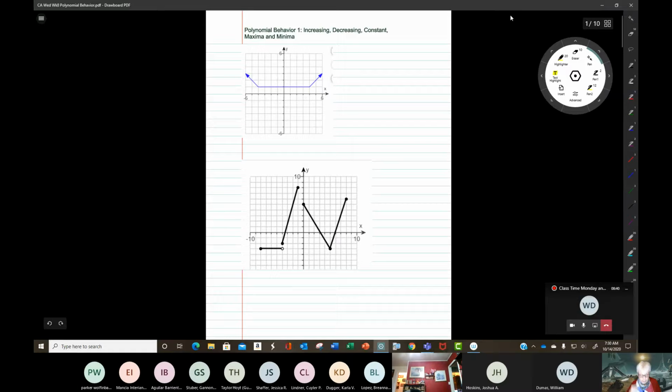So here we are. Today we're talking about polynomial behavior. Lots of different little aspects of polynomial behavior as we move toward a greater knowledge of polynomials, because so much is done with polynomials.